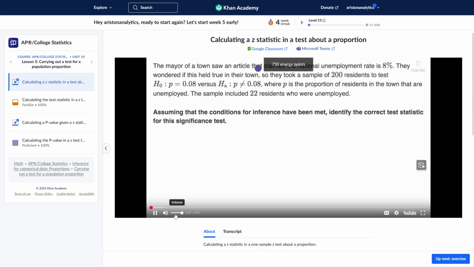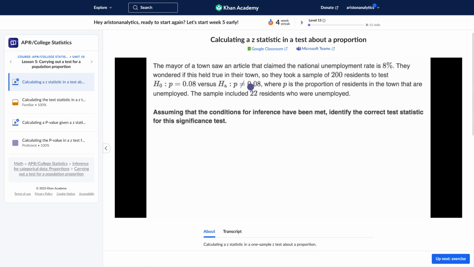The mayor of a town saw an article that claimed the national unemployment rate is 8%. They wondered if this held true in their own town. So they took a sample of 200 residents to test. The null hypothesis is that the unemployment rate is the same as the national one, versus the alternative hypothesis, which is that the unemployment rate is not the same as the national, where P is the proportion of residents in the town that are unemployed.